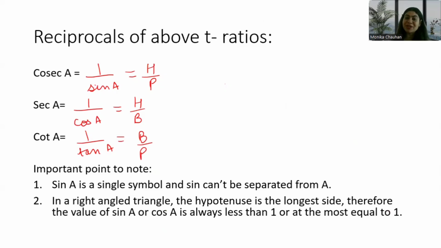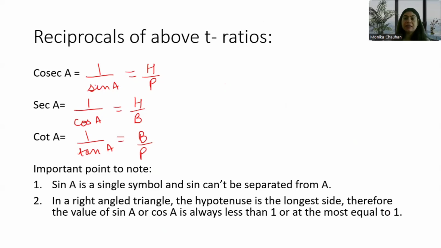Because sometimes it's not about calculations, it's about logic. And trigonometry is a logical thing, as well as calculations later on. So there are important points to note, as I told you, that sine A is a single symbol. You cannot see it separately, sine different and A different. They are together: sine A, sine of that angle.